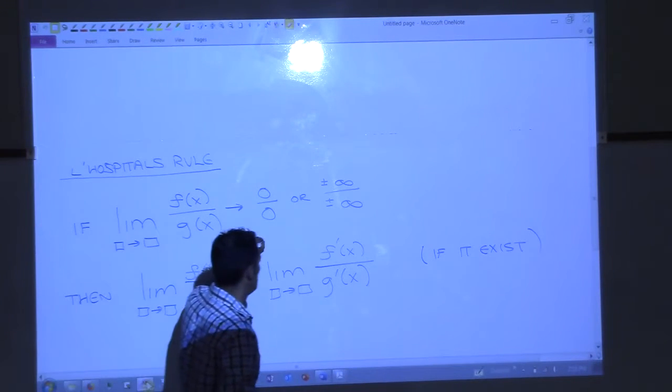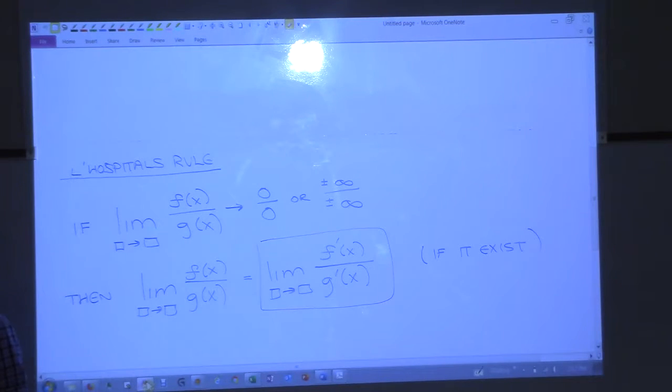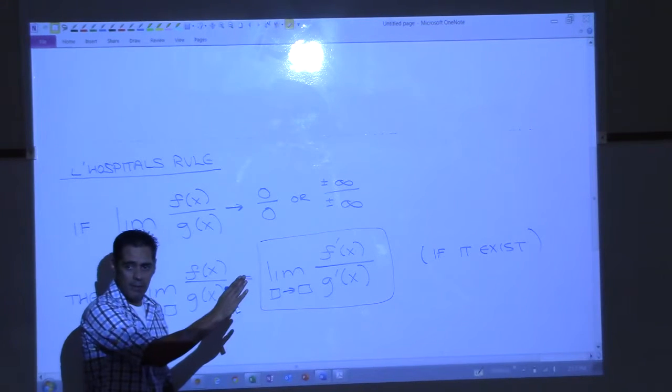Do y'all see what I'm saying? This L'Hopital's rule is going to allow you to take the derivative of both, right? The top and the bottom, and then go do that limit.